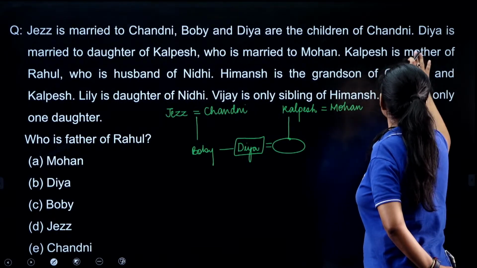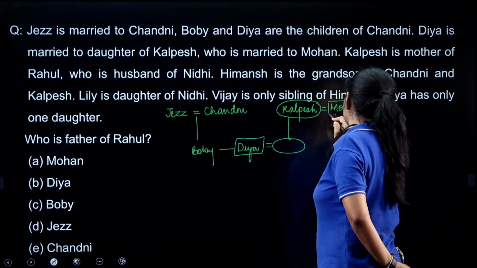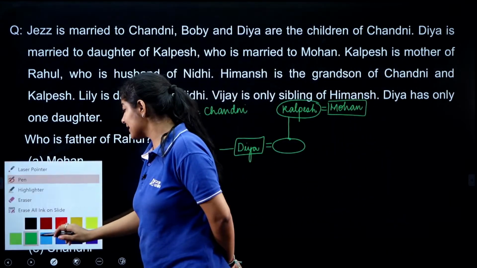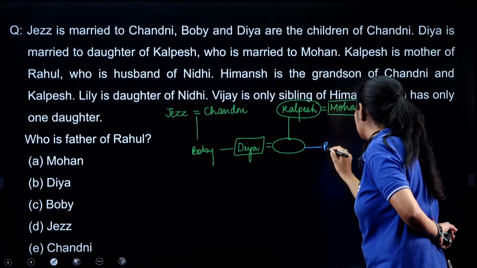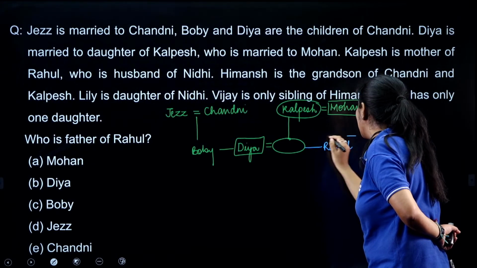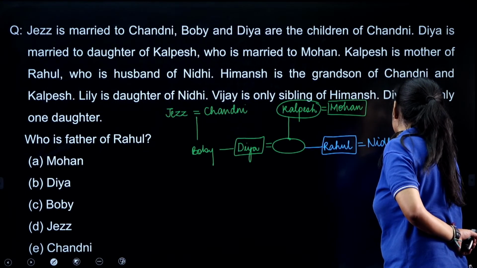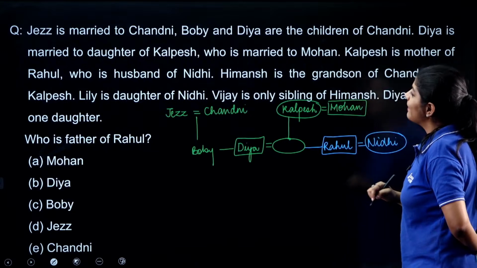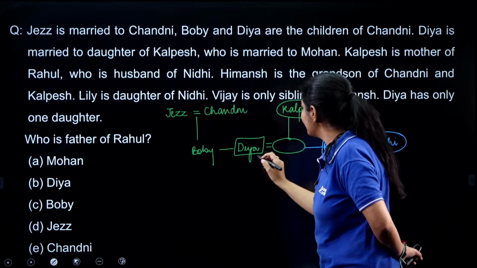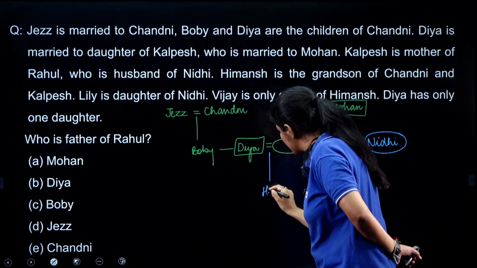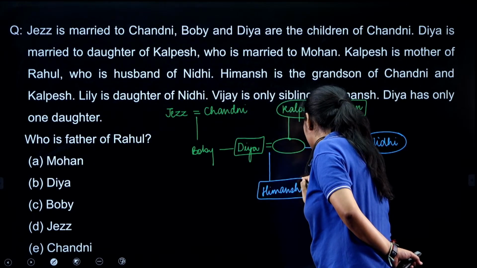Kalpesh is the mother of Rahul. If Kalpesh is the mother, then we can say that Mohan is male, and as she is the mother of Rahul, who is a husband, we need to make one more entity, the mother of Rahul, who is married to Nidhi. Next, Himansh is the grandson of Chandni and Kalpesh. Here we are having Himansh, and as he is a grandson, he is male.